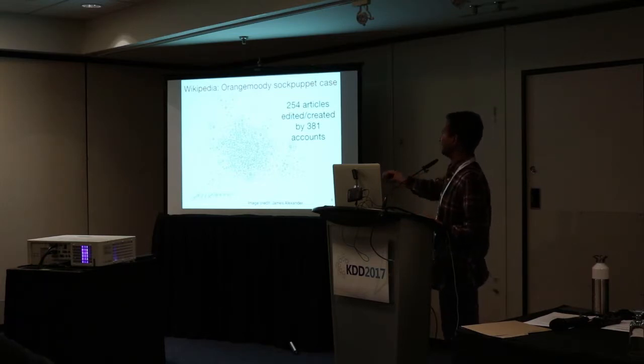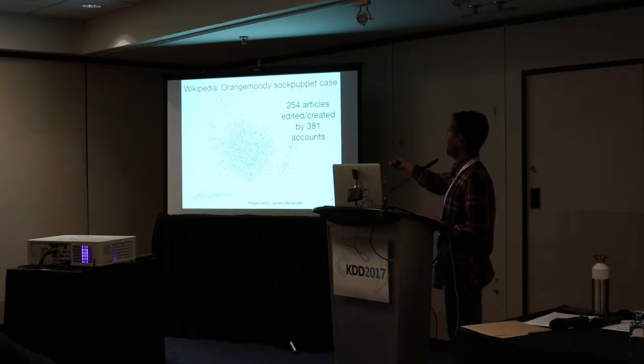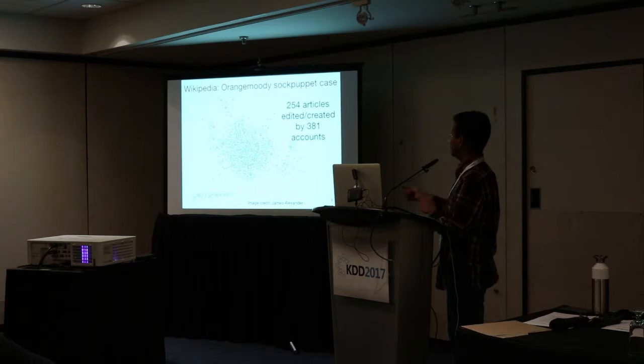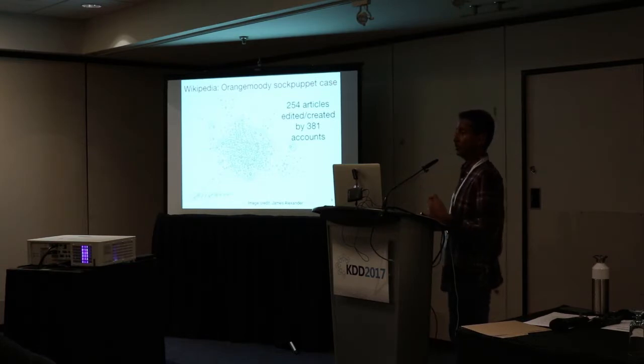And this is the social network. If you look at all the accounts, I think the yellow ones are the accounts created by the sock puppet, and the green ones are the normal accounts that edited the same pages as the sock puppet.